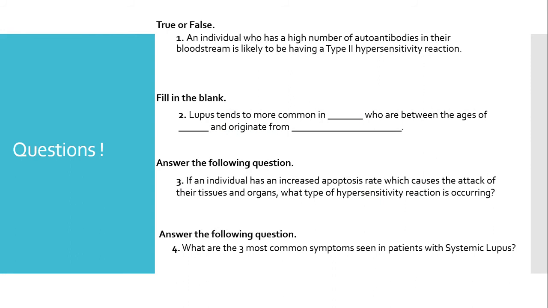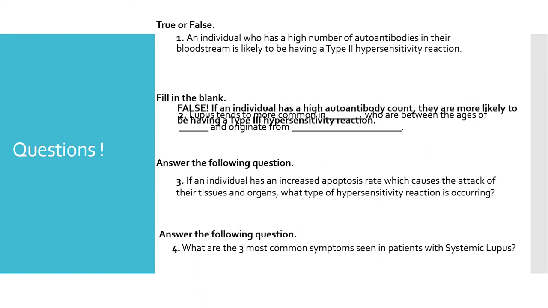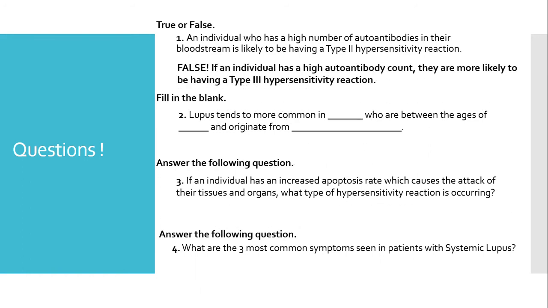Here are some questions for you to try. True or false? An individual who has a high number of autoantibodies in their bloodstream is likely to be having a type 2 hypersensitivity reaction. False. If an individual has a high autoantibody count, they are more likely to be having a type 3 hypersensitivity reaction.